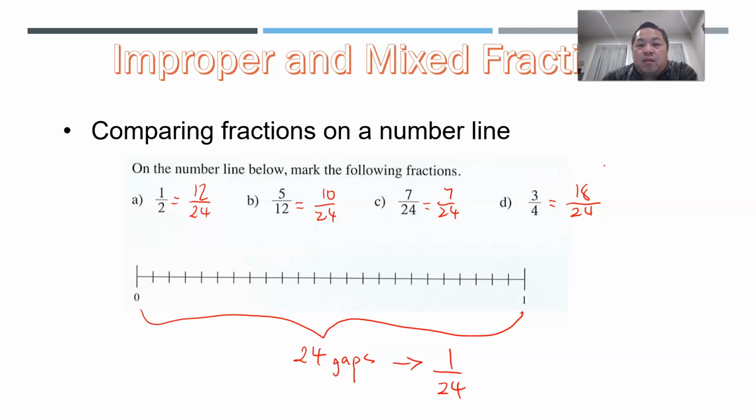So by putting them in the correct order, the smallest is 7/24. 1, 2, 3, 4, 5, 6, 7. So this is the one. The next one is the 10. 8, 9, 10. So this is the one. 11, 12. So this is the one. And last but not least, 12, 13, 14, 15, 16, 17, 18. So this is the one.